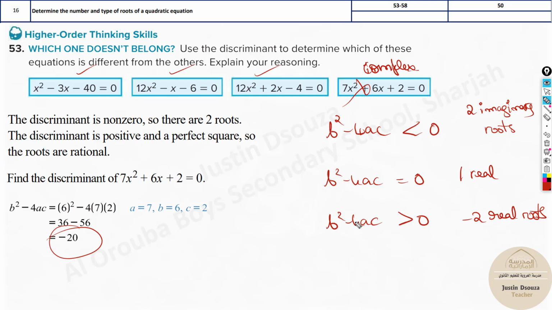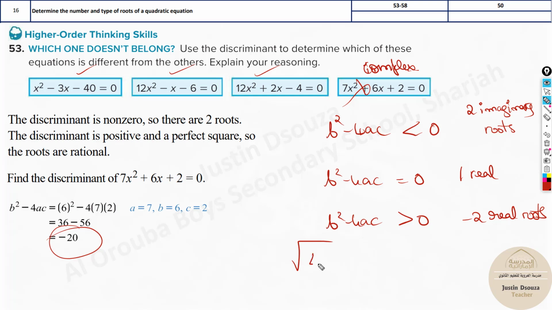But you need to know one more thing about this, because for the next problems, this is very important. When the discriminant is greater than 0, there are two real roots, but there are certain circumstances. In the sense, when it is a perfect number, the discriminant is always under a square root.